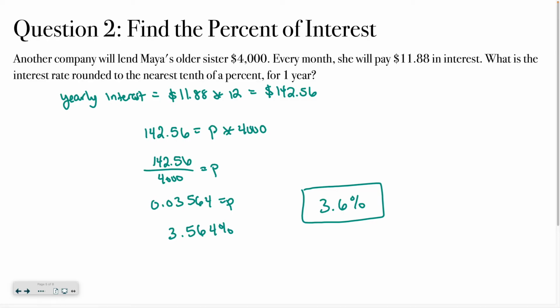When you did that, you should have gotten 0.03564 as the decimal, and converting that to a percent would be 3.564%. And since it asked me to round to the nearest tenth, that's one decimal place. So this 6 would increase that 5, and that's how I got 3.6% as the interest rate.